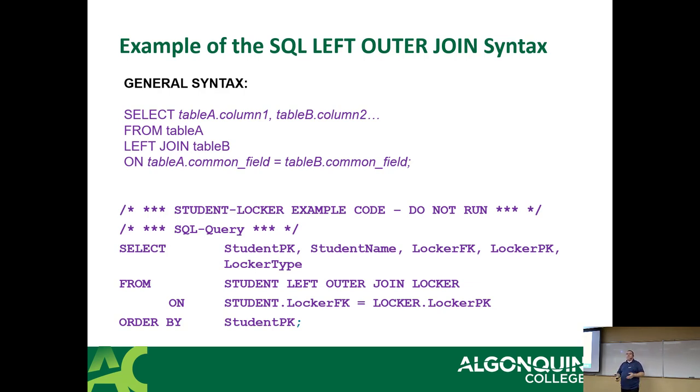And how many of you here don't have a locker? Yeah, most of you. So for example, I do this query, I would go, pretending I'm using the students in this room, everybody who had their hand up would return nulls for the locker primary key and the locker type. Everybody else, I'd get values for the locker information.